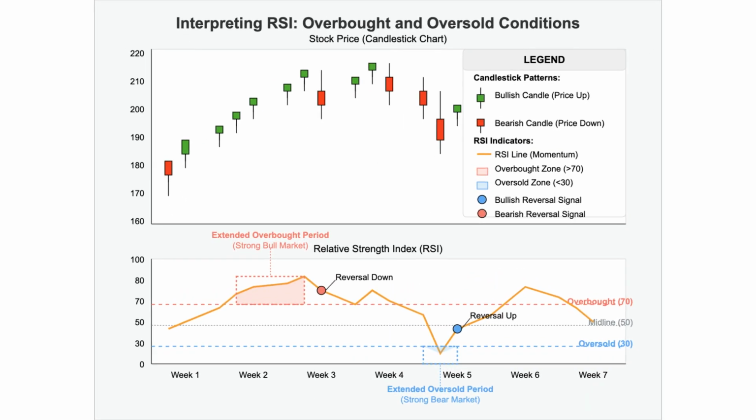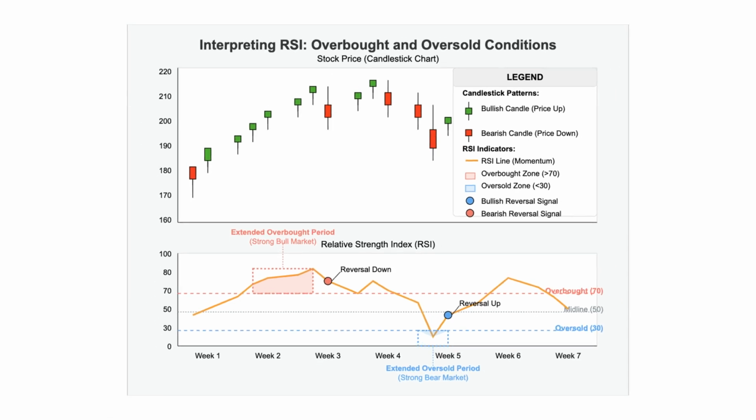As a quick refresher, RSI is a momentum oscillator that measures the speed and magnitude of price movements on a scale from 0 to 100. RSI compares the magnitude of recent gains to recent losses. The traditional interpretation tells us that RSI above 70 suggests an overbought condition. RSI below 30 suggests an oversold condition. But this conventional wisdom often leads to costly mistakes because it fails to account for market context.